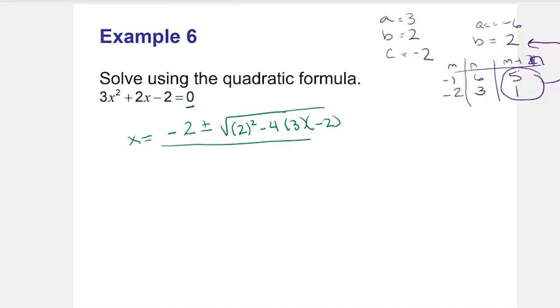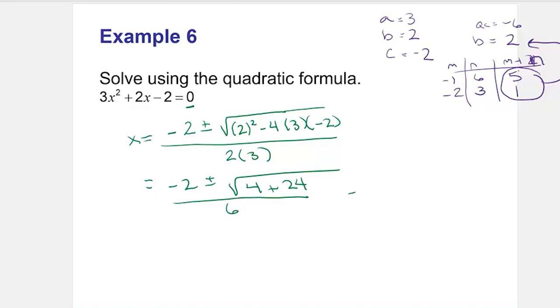This whole thing is divided by 2a, and a is 3. And then you can take out your calculator or whatever you want to do. I'm just going to do the work here, and I get 4. Now I have a negative, and then I have a -2, so this is going to be plus. And I have 4 times 3 is 12. 12 times 2 is 24. Divided by 6, which equals -2 plus or minus the square root of 28 over 6.